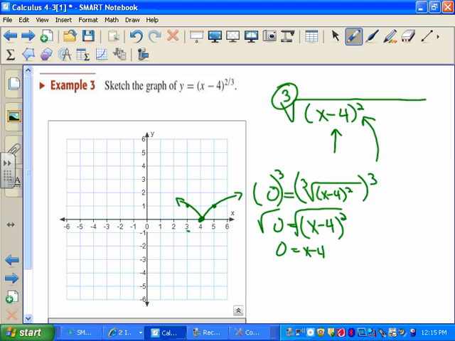So now I've cube rooted both sides. Oh, I'm so silly. Yeah, I did this already. X equals 4. Miss Collins, you silly goose.